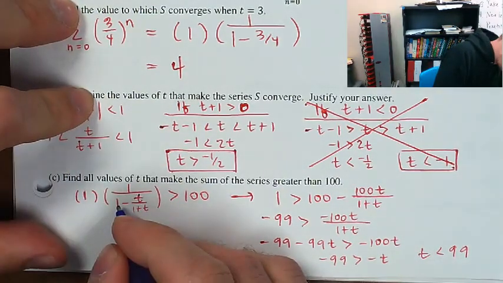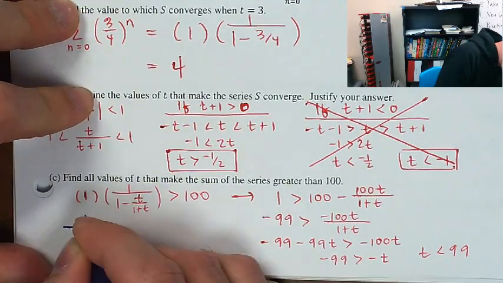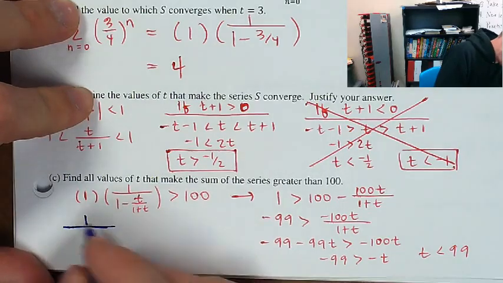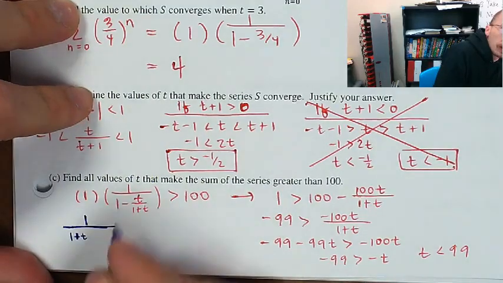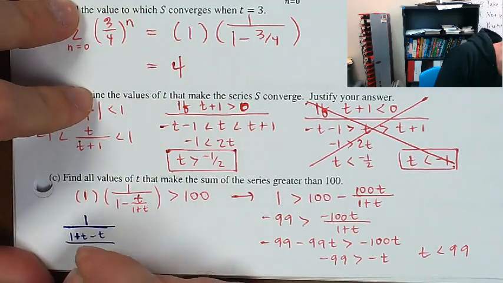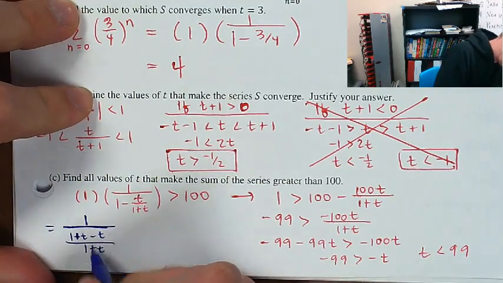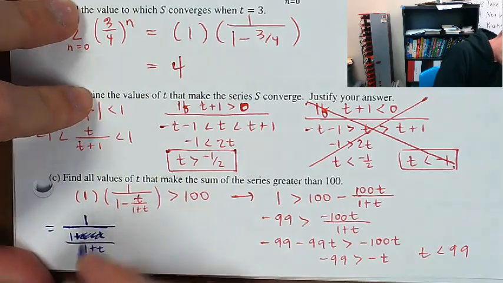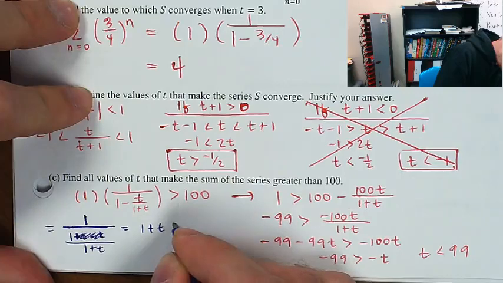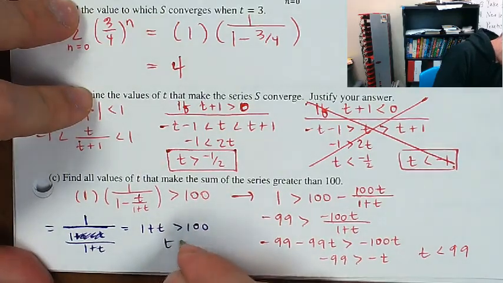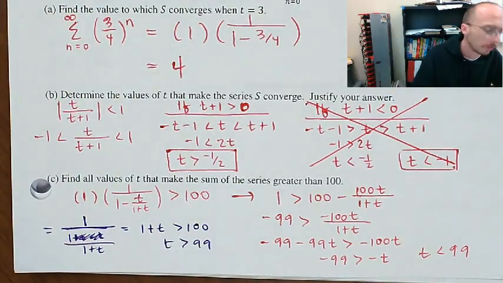Here, I'll show you something else. If I make this a common denominator, I would have 1 over 1 plus t over 1 plus t, which is that 1 right there, minus the t over 1 plus t. And that's just going to be 1 divided by 1 over 1 plus t, which is 1 plus t needs to be greater than 100, and so t is greater than 99. Wow, that was way easier. I just didn't see that as an option.